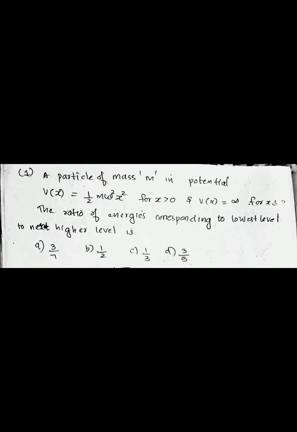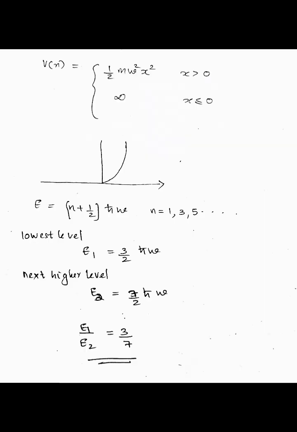The first question is, a particle of mass m in the potential V of x is equal to half m omega square x square for x greater than 0 and V of x is equal to infinity for x less than or equal to 0. The ratio of energies corresponding to the lowest level to the next higher level is dash. So here V of x is equal to half m omega square x square for x greater than 0, and for x less than or equal to 0, V of x is equal to infinity.